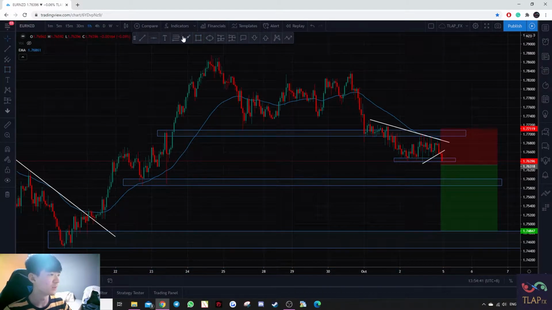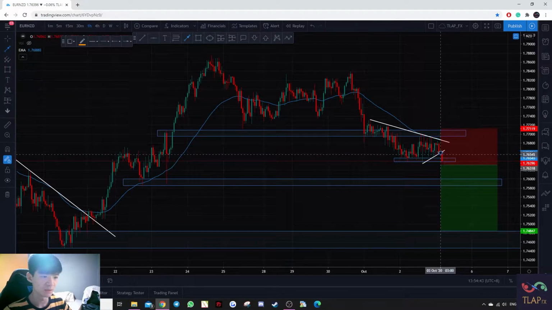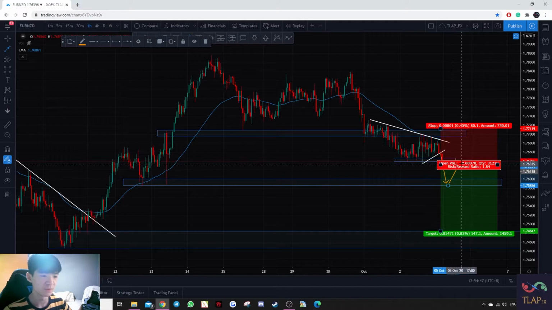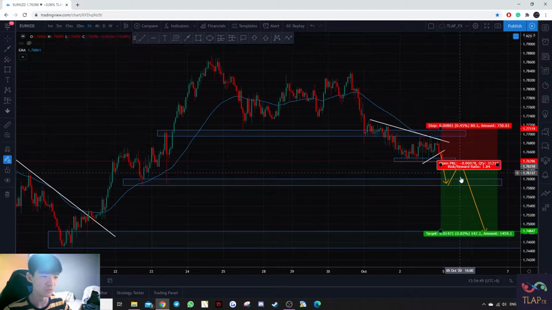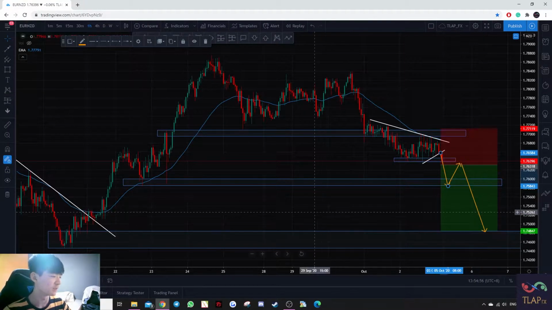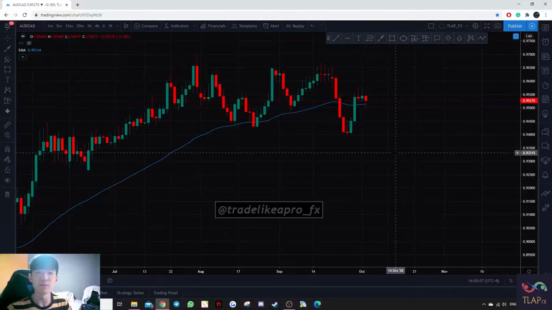So prices may come down over here, test the support level, push up before it breaks down again. So you can look to take some profits over here and probably add positions over here for a target at previous low. So next up we have AUDCAD.